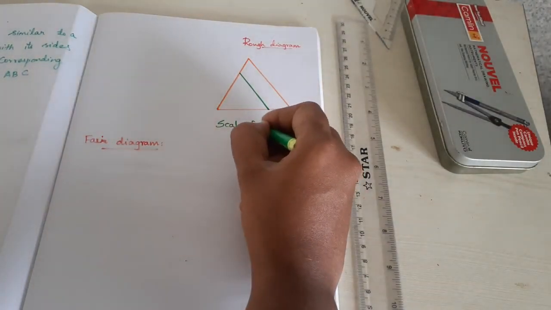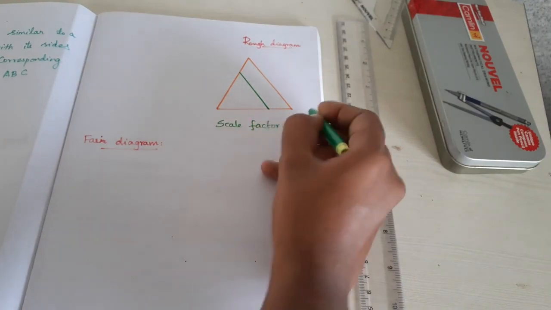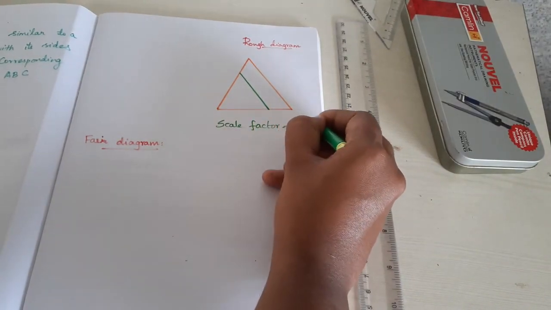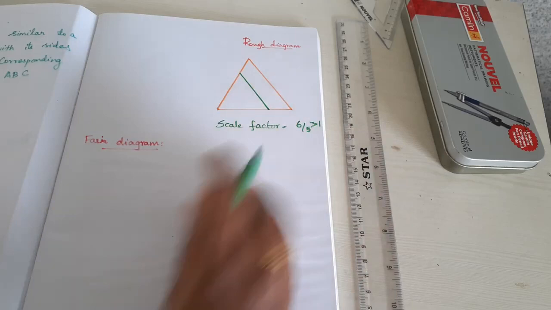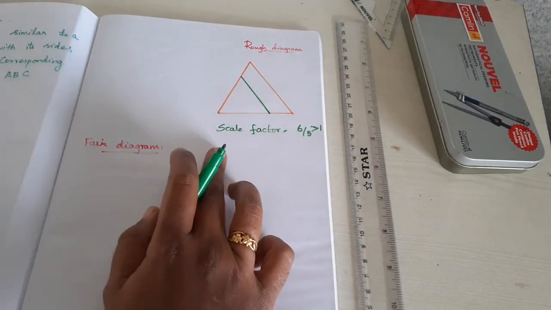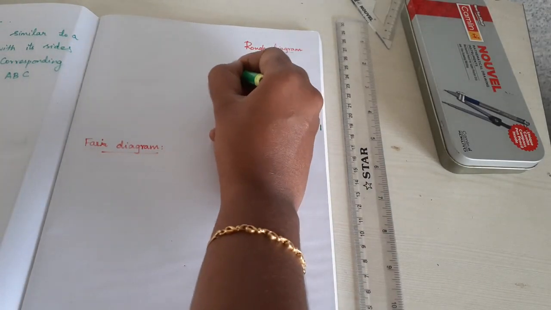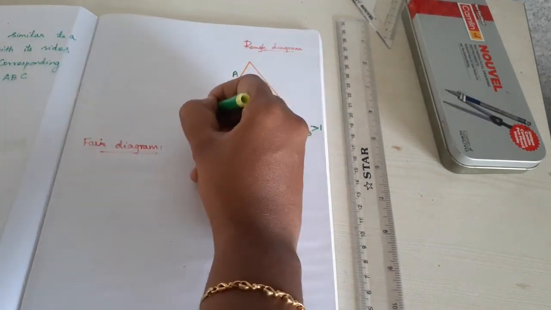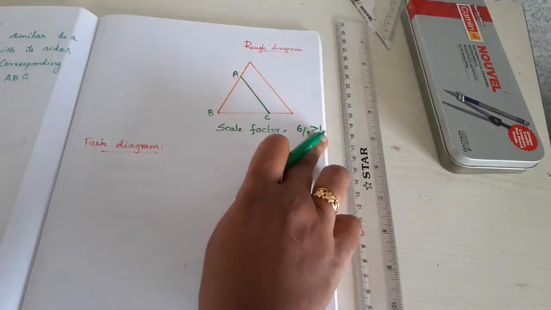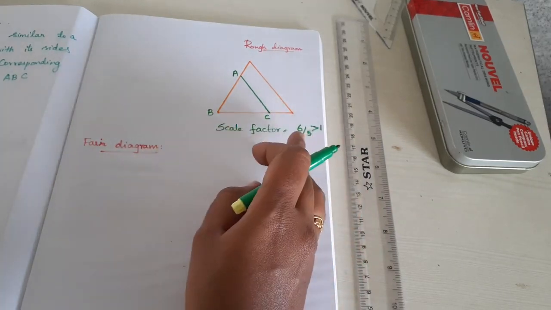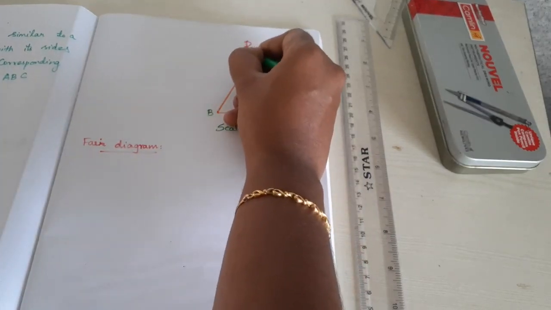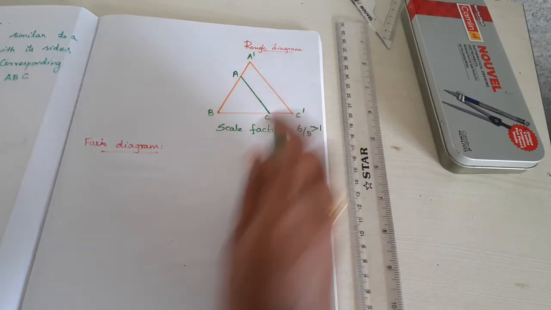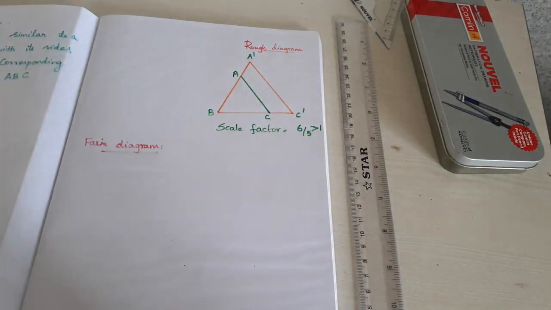Write the scale factor. Scale factor is equal to 6 by 5. It is greater than 1. So greater than 1 means the P dash and the R dash will come outside. So inner triangle PQR, and here ABC, since it is greater than 1, the dash symbol will come outside. So A dash and C dash. Got it students? Shall we start this now?